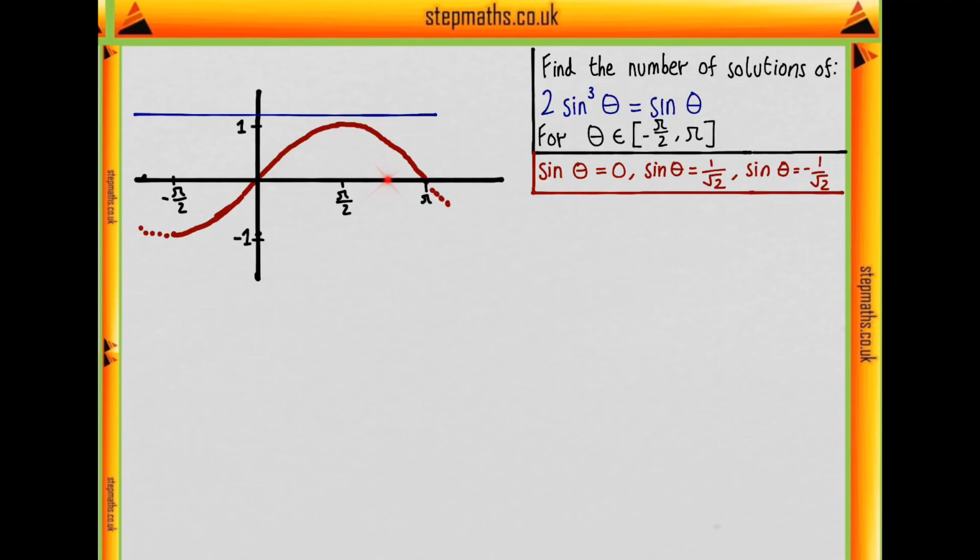So here we have our sine curve from minus pi over 2 to pi in a solid red line. And we essentially want to move this blue line around, because this corresponds to either of these as we move it up and down, to see how many intersections we have.